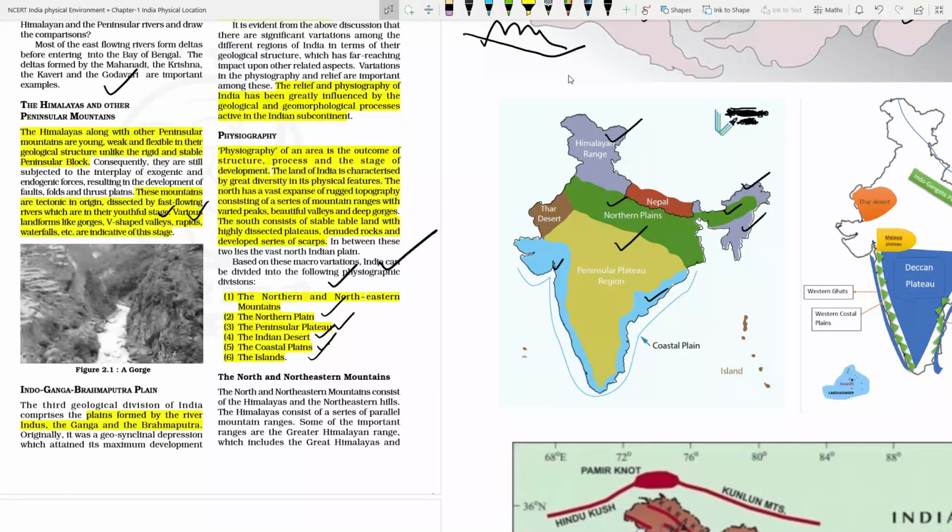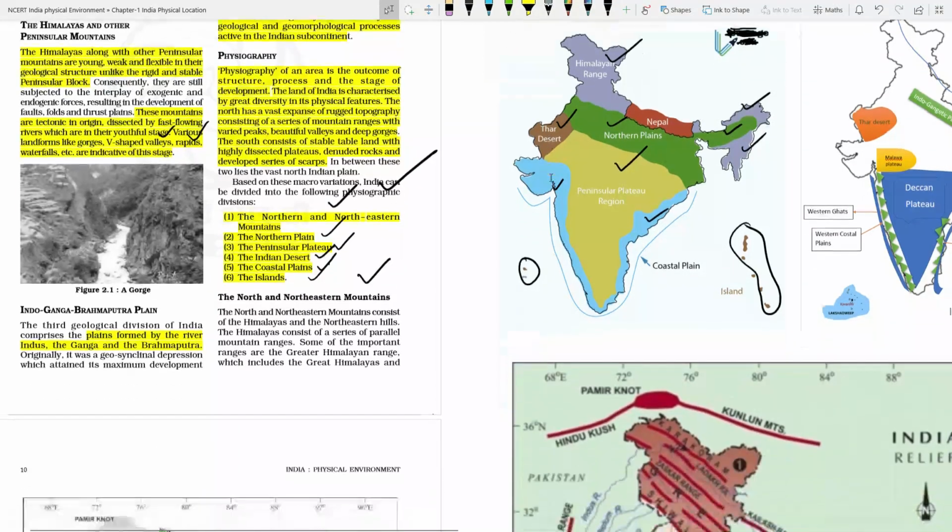The coastal plains will be there. Thar desert will be included in the Indian desert, and the island portion, this island and this island. So in this way, total 6 physiographic divisions we can see. So we will see into the details of each of the physiographic divisions. First, we will try to understand the north and northeastern mountain.